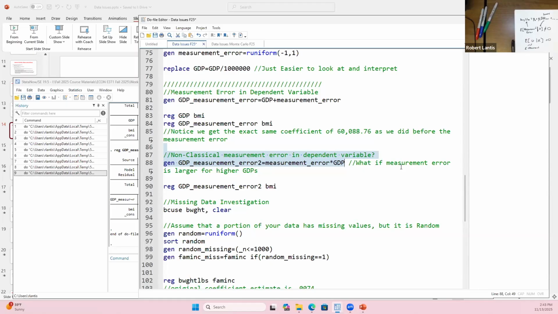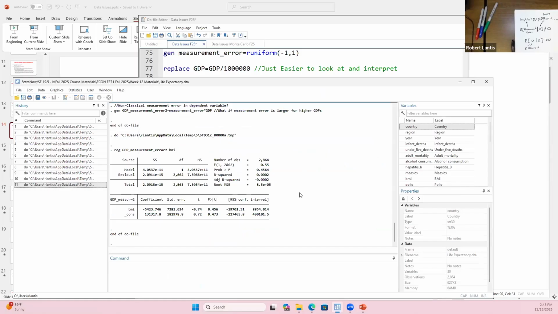So I have it depending on GDP, and I'll rerun this. What I end up seeing is, if I create this new GDP that includes measurement error, where the measurement error is a function of that Y variable, it's not classical now. I end up with a wildly different coefficient.